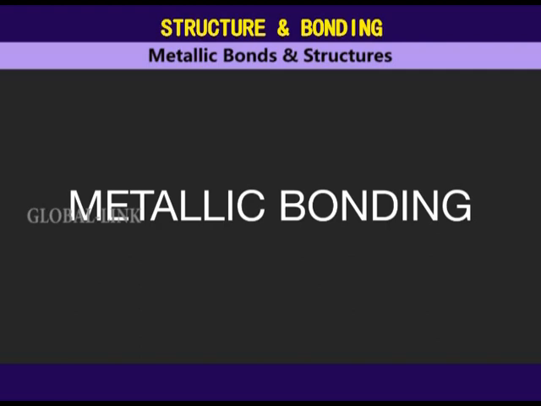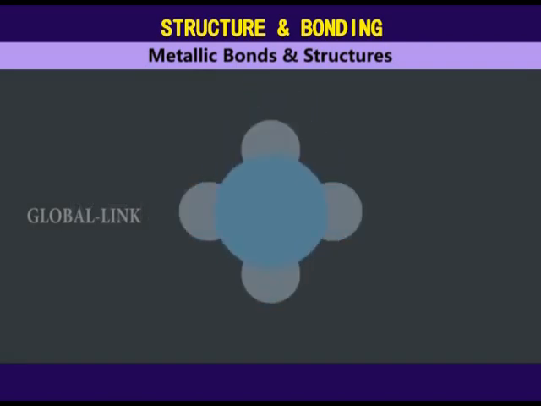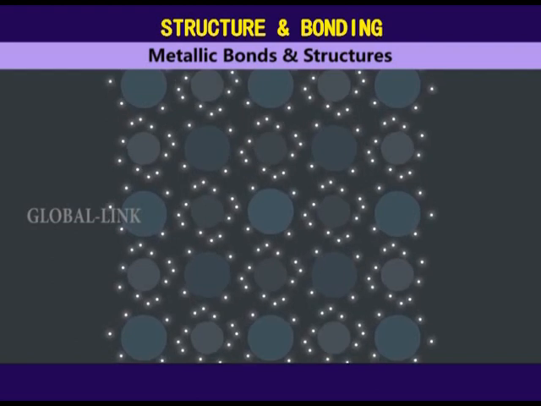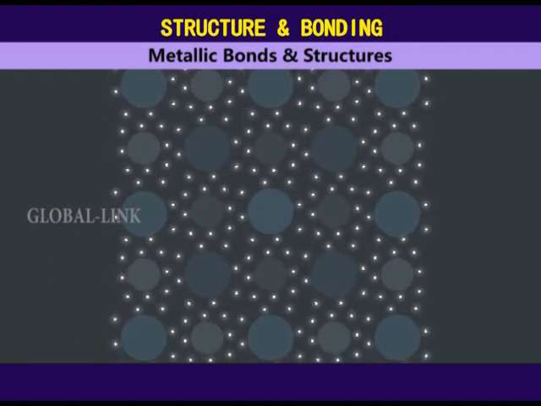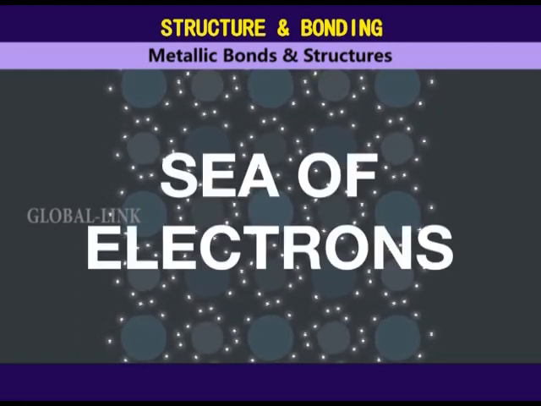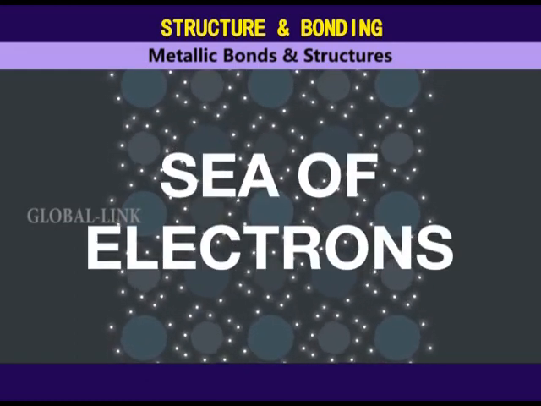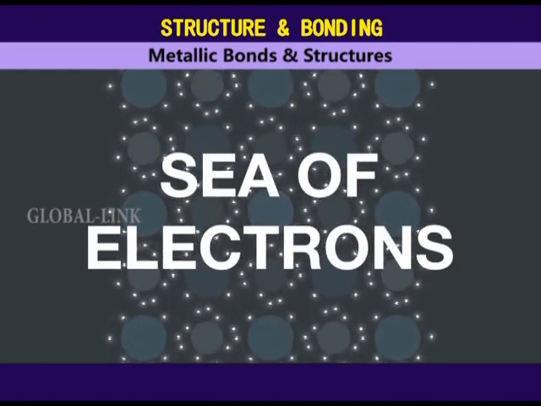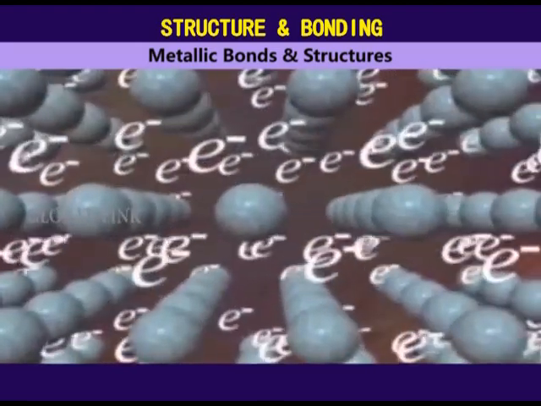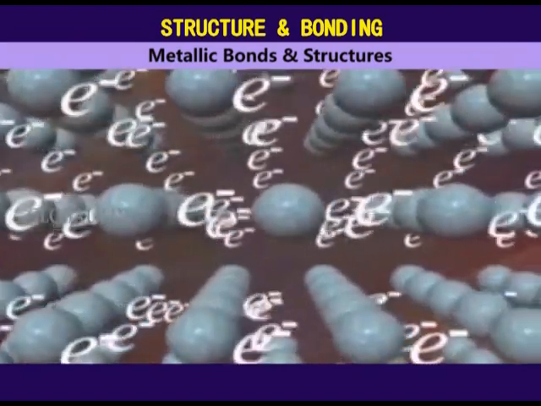So when we talk of metallic bonding, we are actually describing the electrostatic attraction between the metal ions arranged in a lattice structure and the delocalized electrons around them. Since these electrons are free to move around, the term sea of electrons is also used. So literally, the positive metal ions appear immersed in a sea of mobile electrons.